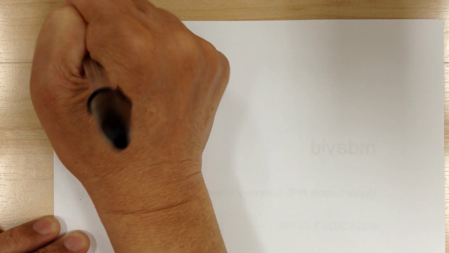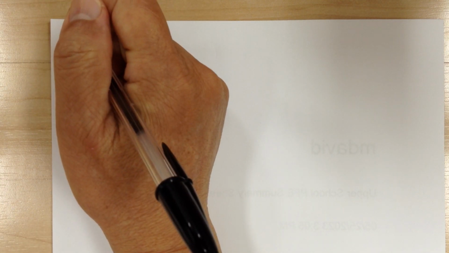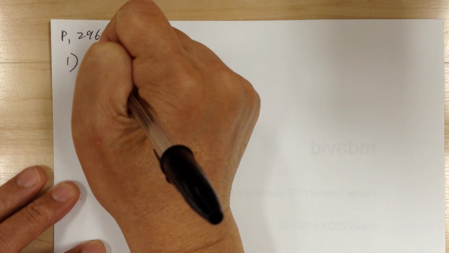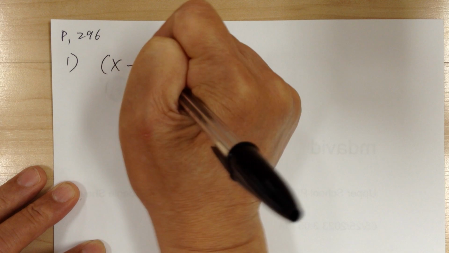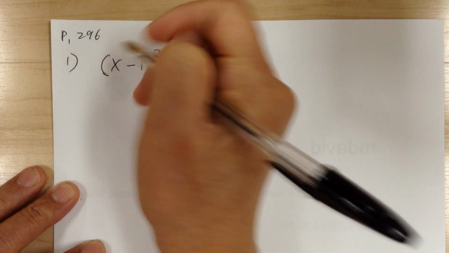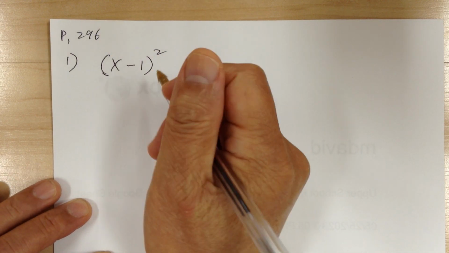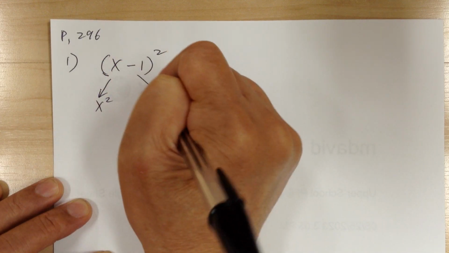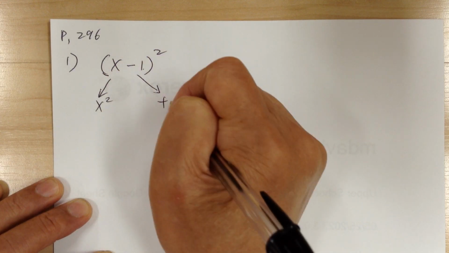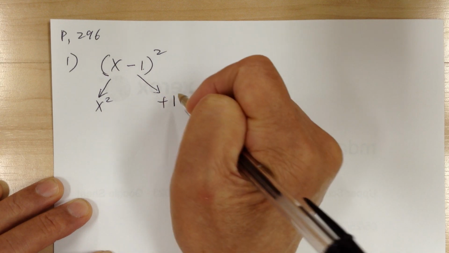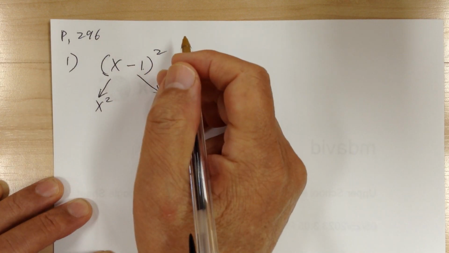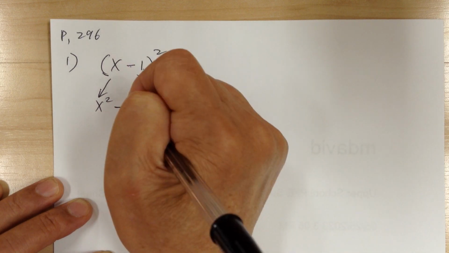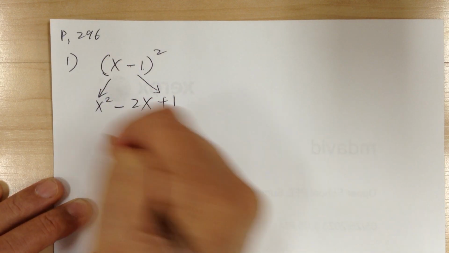Let's go to page 296, and this is multiplying the perfect squares. So you get x minus 1 squared. The quick way to multiply this is you square that. So you get x squared, negative squared is plus, 1 squared is 1. And the middle, you multiply all this together, so the sign is negative. The number is 1 times 2 is 2, the alphabet is x, and that's it.